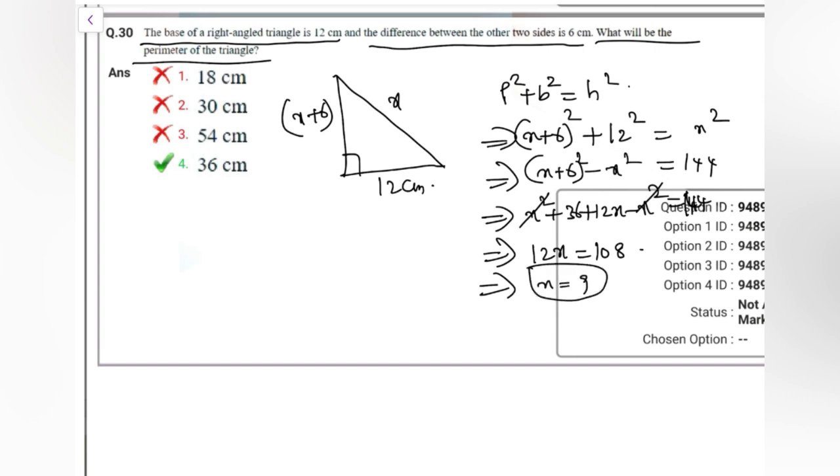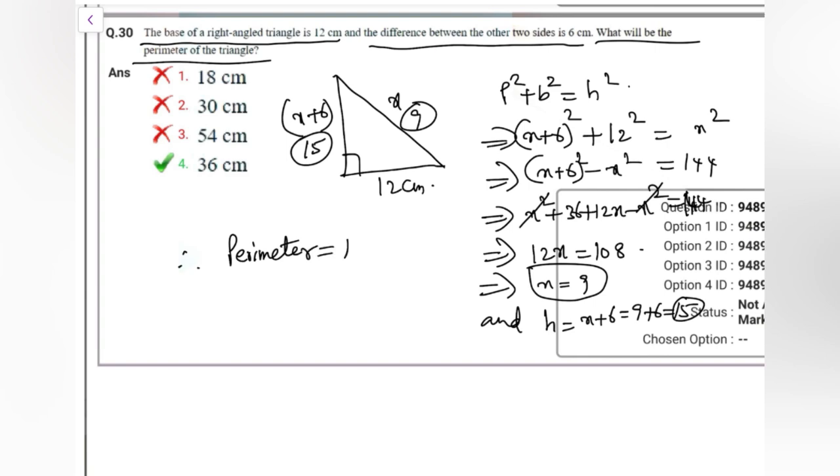So height is equal to 9 and hypotenuse is equal to x plus 6, which is equal to 9 plus 6, that is equal to 15. So perimeter of the triangle is equal to 15 plus 12 plus 9, which is equal to 36 centimeters. Option 4 is correct.